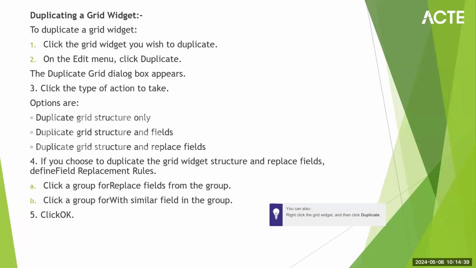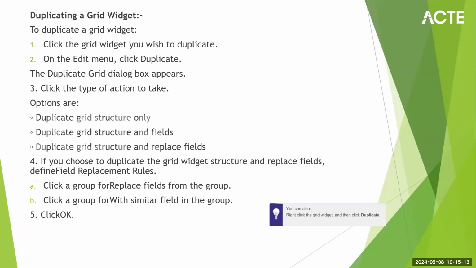Grid structure means only the main heading structure will be duplicated, whereas grid structure and fields means whatever fields you have created will all be duplicated along with the grid. If you don't want to duplicate the fields but want to replace those fields with some other new fields, then in that case you will do duplicate grid structure and replace fields.